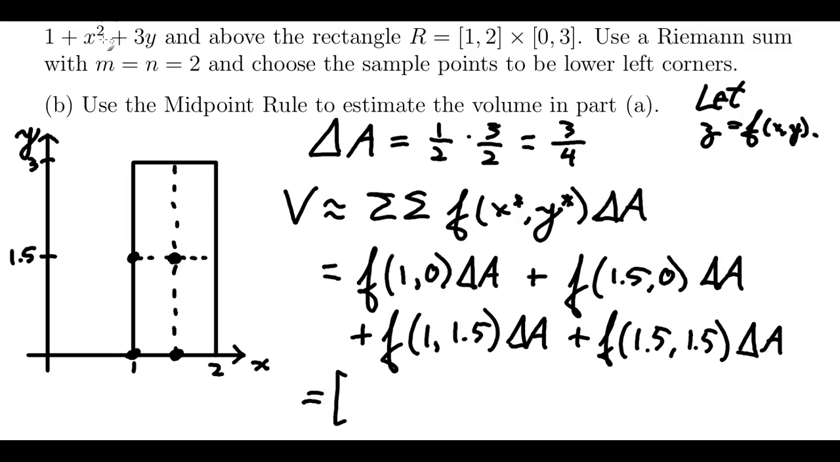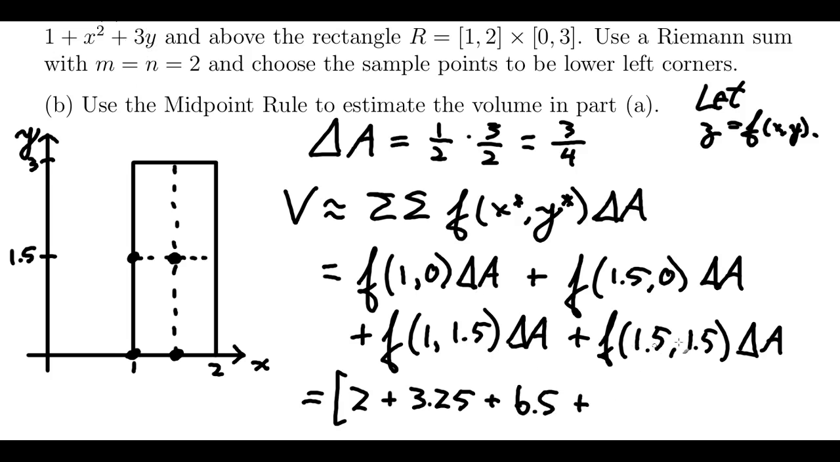We have 1, 0. So that looks like we'll have 2. 1.5, 0. 1.5 squared is 2.25, plus 1 will give us a 3.25, if I'm doing that mental arithmetic correctly. We'll see at the end how this comes out. We have 1, 1.5. So 1 plus 1 is 2. 3 times 1.5 would be 4.5. So it looks like we have 6.5.